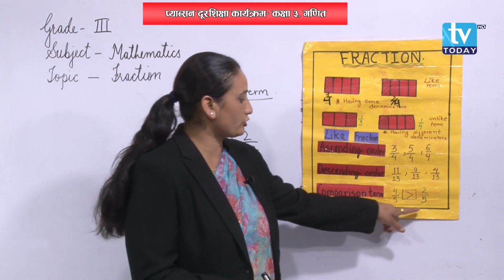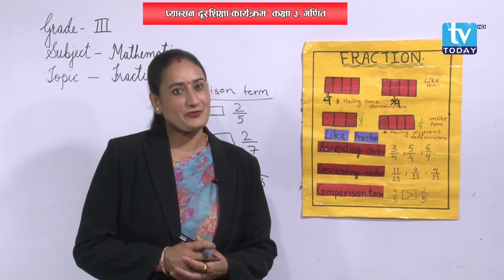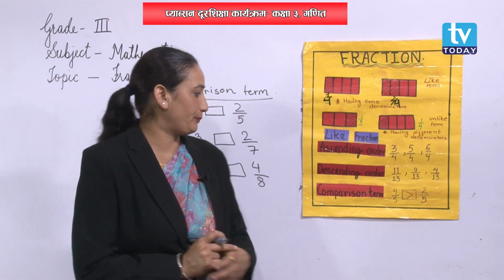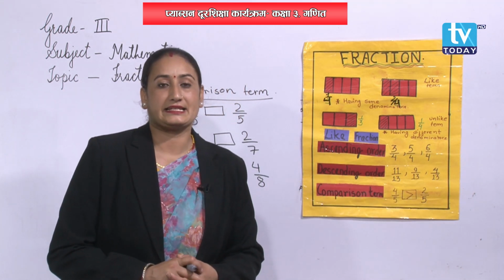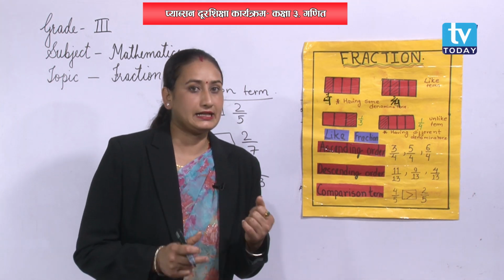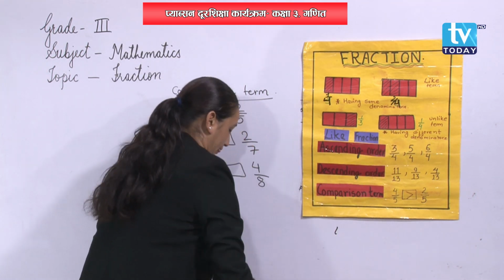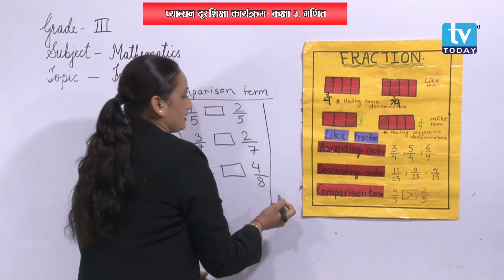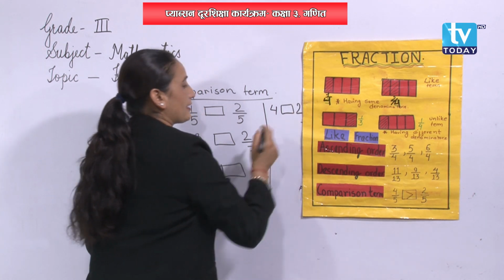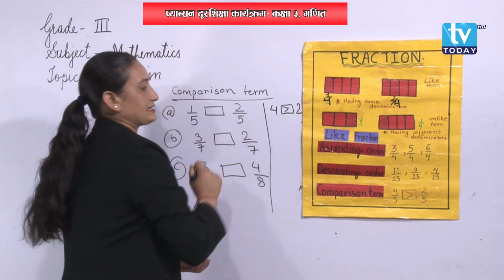So have a look at the denominators over here. Are they the same or not? Of course, they are the same. So we need to look at the upper part of the digits, that is, the numerators. Upper part. Are the numerators greater or smaller? Let's have a look. Over here, is 4 greater than 2 or is 2 greater than 4? Obviously, 4 is greater than 2, so we put this sign, right?